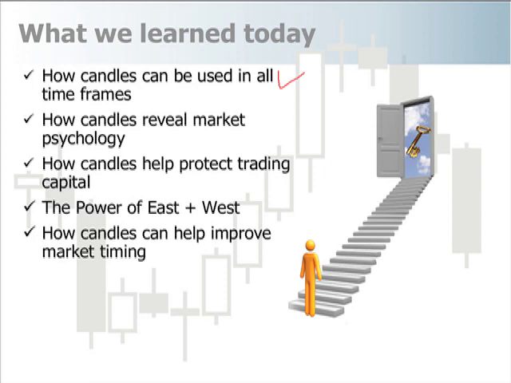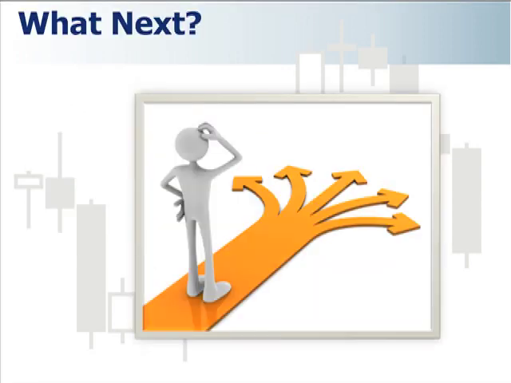So let's go through what we learned today: how candlesticks can be used in all time frames, anything from intraday to daily, or even weekly. I don't think many of you use weekly, but whatever time frame you're looking at, how the candles reveal market psychology. If you have a bullish engulfing pattern, a white candle wrapping a black real body, the bulls are in charge. Protect trading capital. If you have a new high, say the market breaks above resistance with a doji, I'd be a little nervous about buying it because I like to see highs made with a tall white real body. The power of combining candlesticks and Western indicators, and how candles can improve market timing. And this is what it's all about, those early reversal signals.